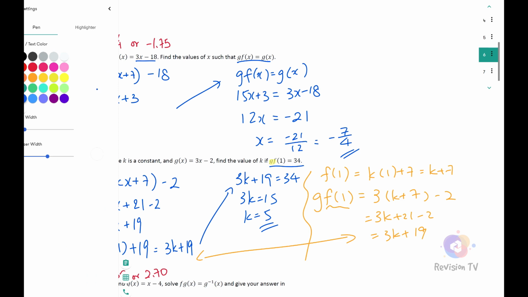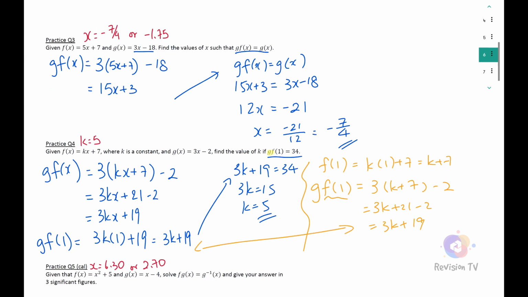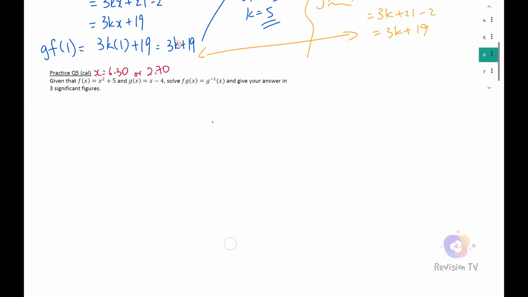Right, next one, question 5. Given that f of x equals x squared plus 5 and g of x equals x minus 4, solve f of g of x equals g inverse of g of x. So let's do it one by one. Let's work out f of g of x. So f is the costume. We keep the structure of f, so something squared plus 5. That something is g of x, which is x minus 4.